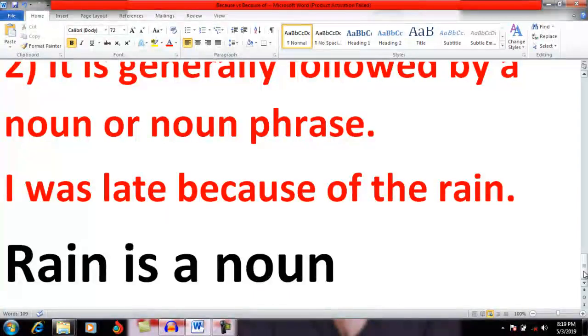Keep in mind, whenever you want to use because, so there must be subject and verb. Whenever you want to use because of, there must be noun or noun phrase. You shouldn't put there subject or verb.